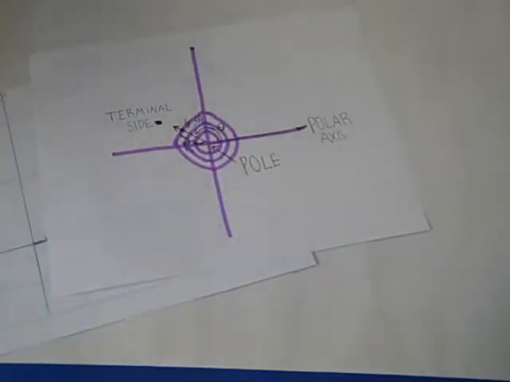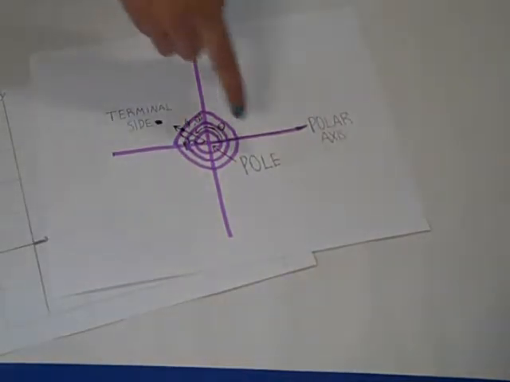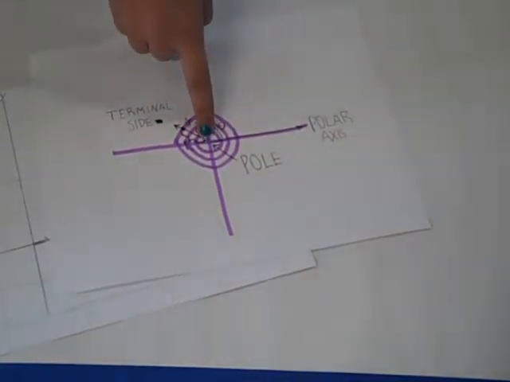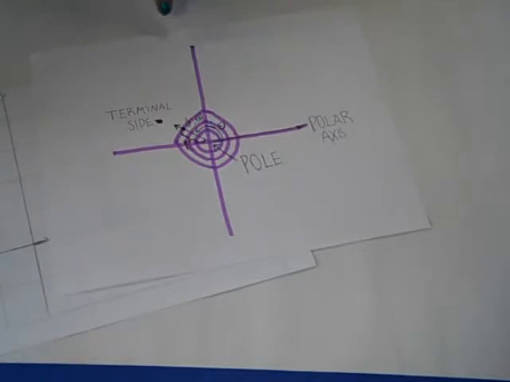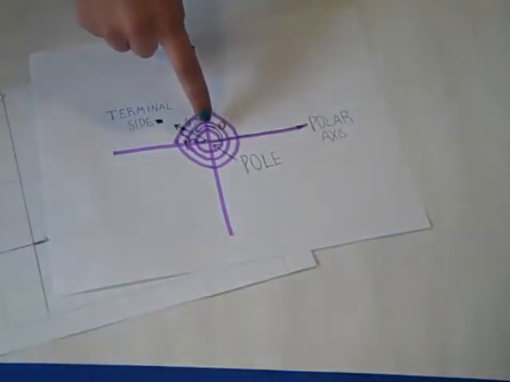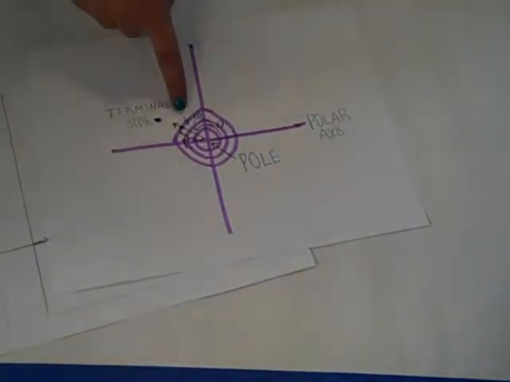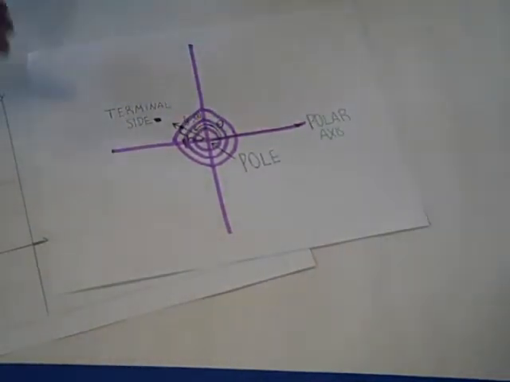Each of these circles is 1 unit away from the center. This is the polar axis. At the center, what you originally called the origin is the pole. You go theta degrees in your direction, and you measure out how many units based on your r: 1, 2, 3, r, and theta, to your terminal side.